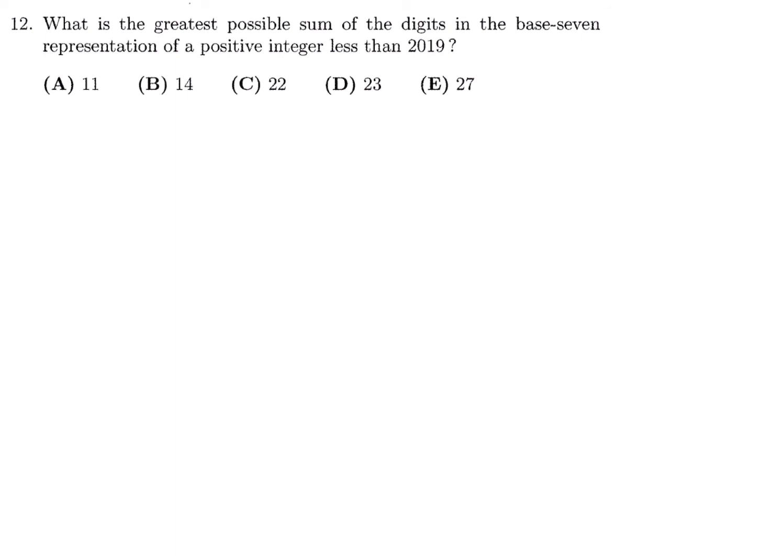What is the greatest possible sum of the digits in the base 7 representation of a positive integer less than 2019? In case you're not familiar with base 7, no problem, I'll give you an example. Let's say I have the number 365, and this is base 7. If it was base 10, it's just 365, but it's base 7, so it's not 365.